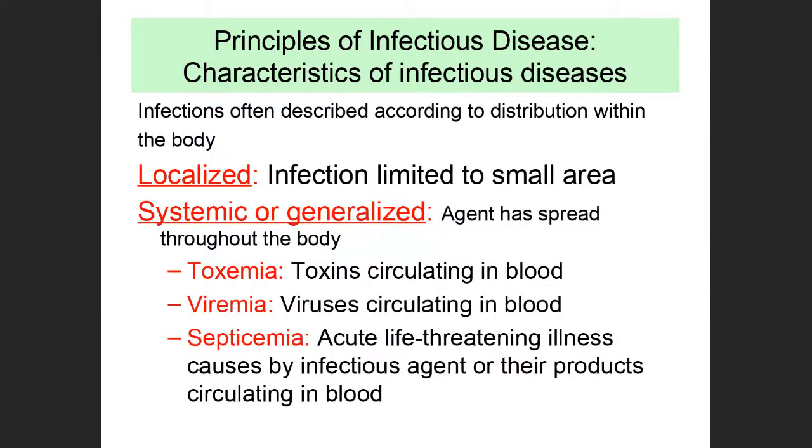Localized versus systemic infection. Localized is the infection in a small area versus systemic, which is generalized, spread through the body. An infection typically will spread through blood or lymph. Toxemia is when we have the toxin products of a microorganism circulating in the blood. Viremia is when viruses are circulating in the blood. Septicemia is very serious. It is when we have both the infectious agent itself and its products circulating in the blood.